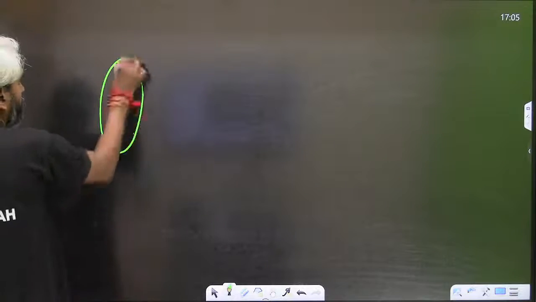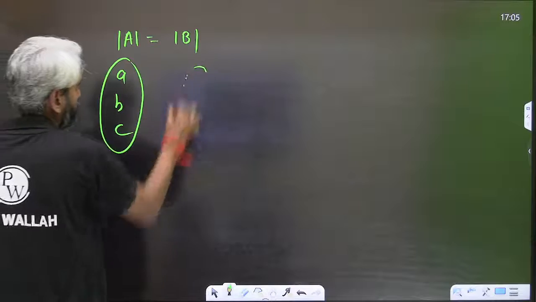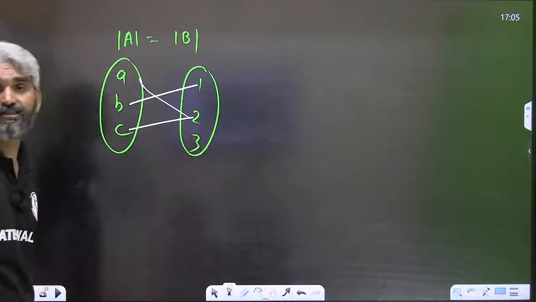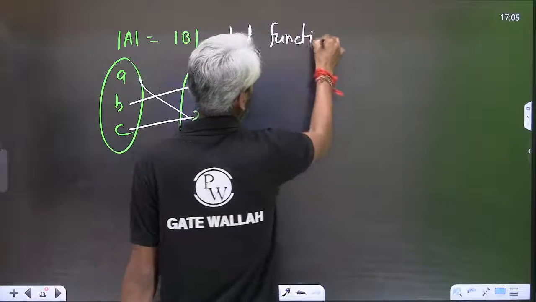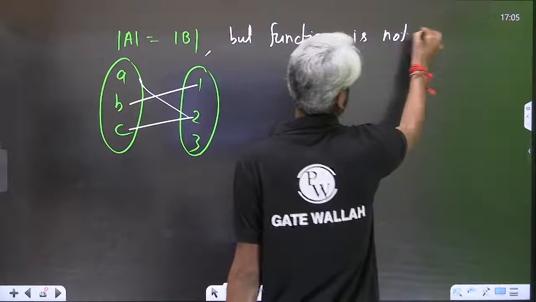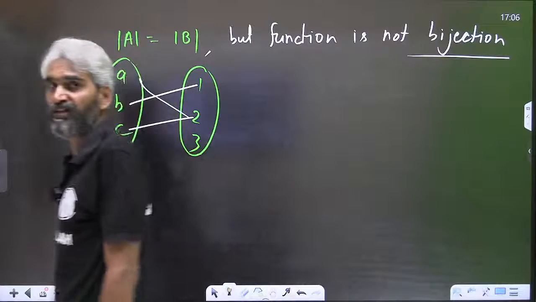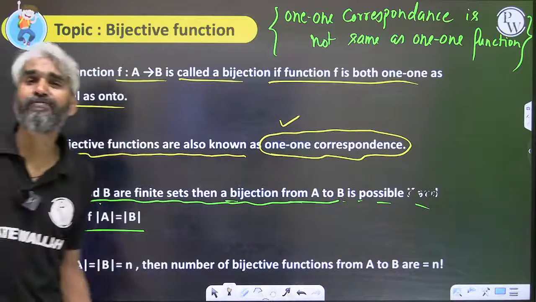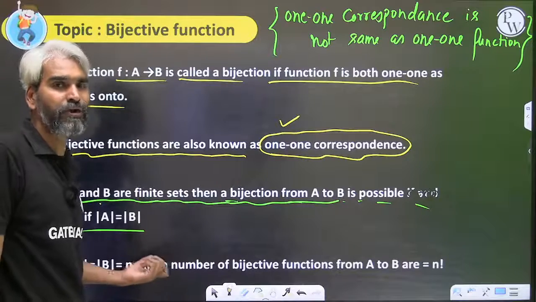Let's take an example. It may be the case that mod A equals mod B, but still the function is not a bijection. Not if and only if. Clear? If a function is a bijection, mod A will be equal to mod B. But if mod A equals mod B, then it is not necessary that the function will be a bijection. So mod A equals mod B is a necessary condition for a bijection to exist, but not sufficient.